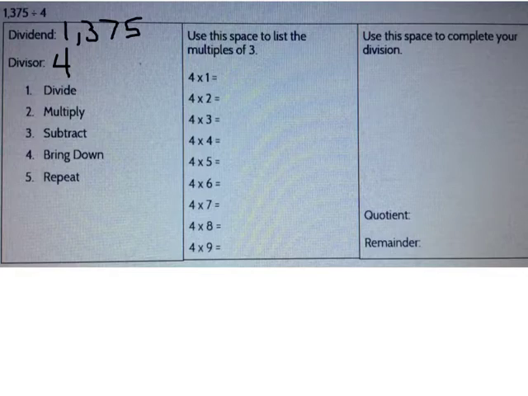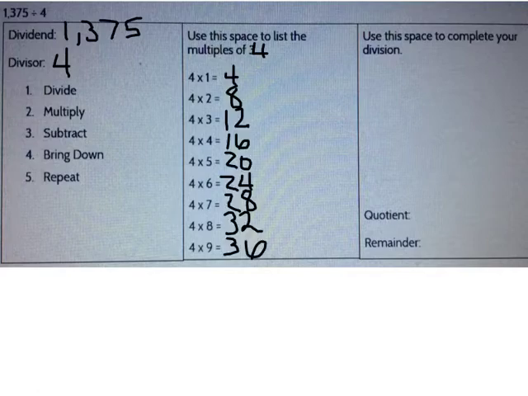I know that I'm going to be dividing by 4, so I need to find the multiples of 4 so that I can quickly solve my division problem. Go ahead and list the multiples of 4 on your paper, then enter them on the computer. Check to make sure you've written down the same multiples as me. Now let's divide.